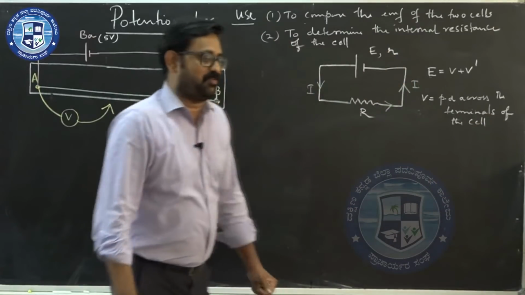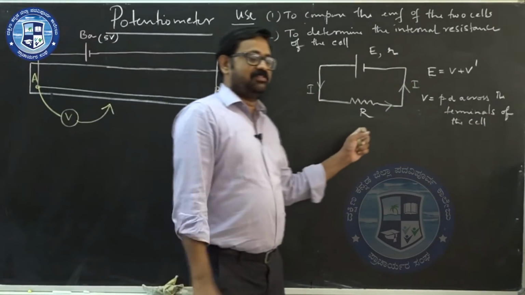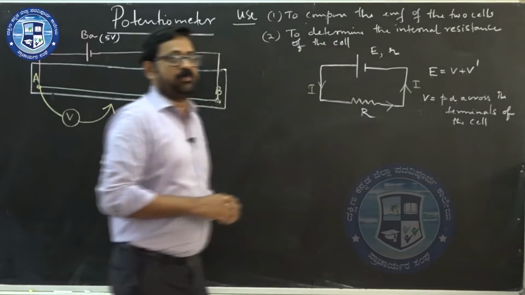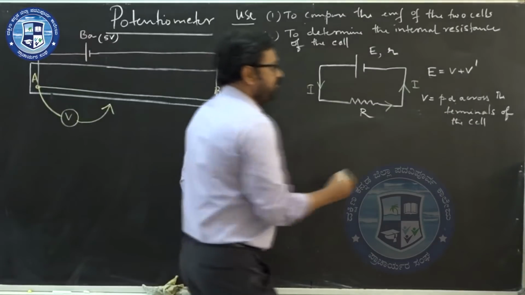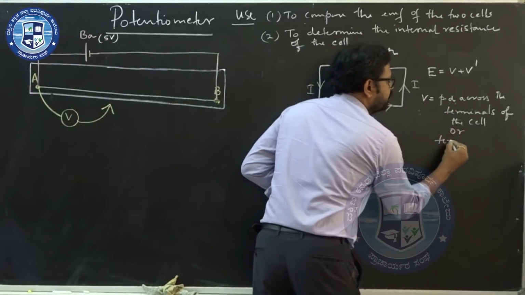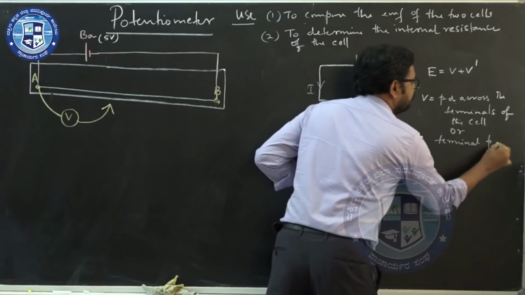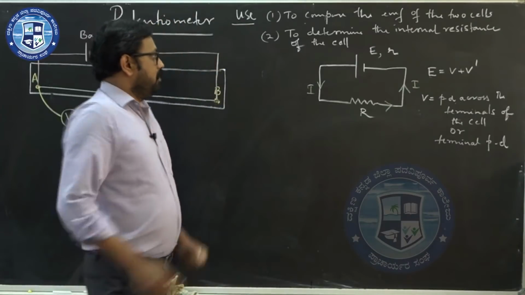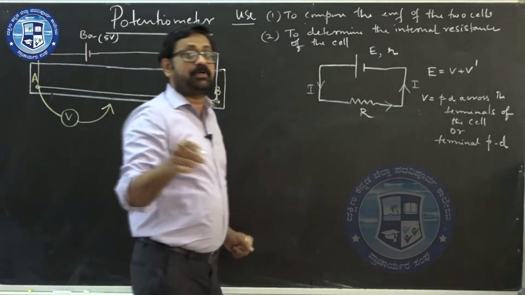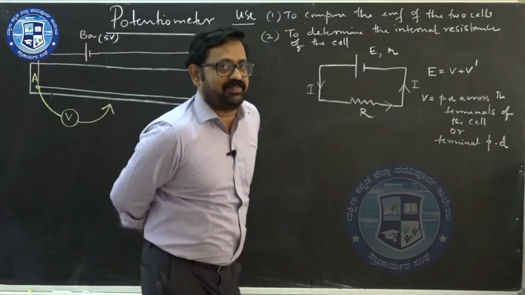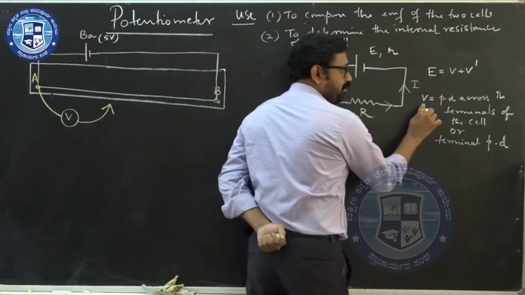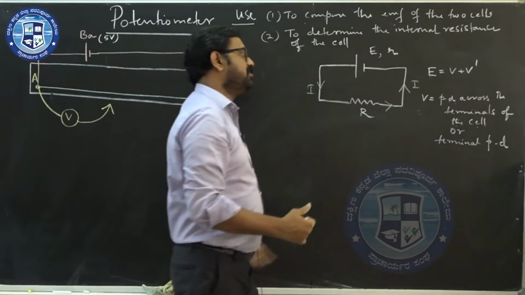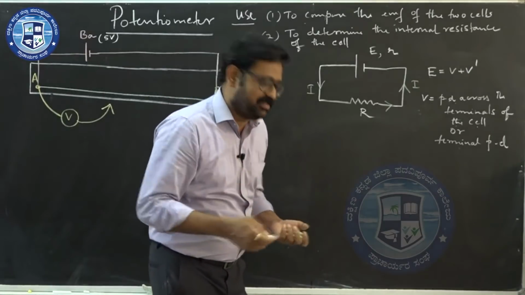I hope you followed this. See here, this V, which is called the potential difference across the terminals of the cell, is also called the terminal potential difference. You already know it. This V dash is a potential drop across the internal resistance of a cell. I'll repeat, this V is called the potential difference across the terminals of a cell, which is also called the terminal potential difference. Here I don't mind saying that it is a potential difference across the external resistor.